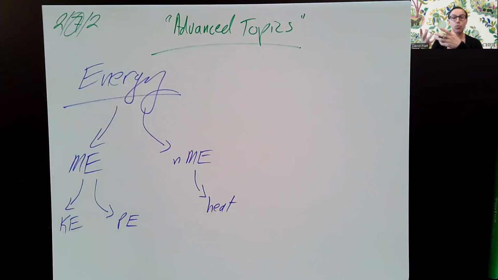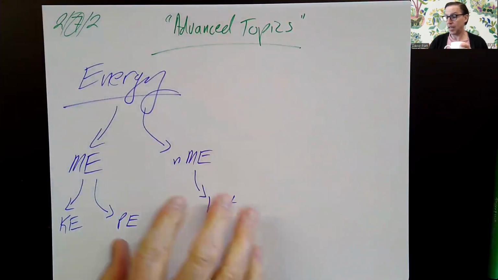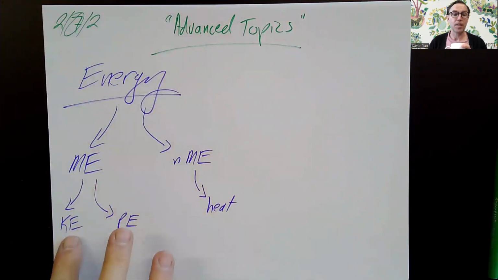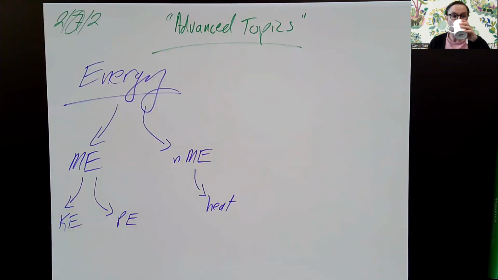So the number of joules of energy at the beginning is equal to the number of joules of energy at the end. And we call that the law of conservation of energy. The energy sticks around, but it might change from one kind to another. Now, I might amend that law a little bit later on.